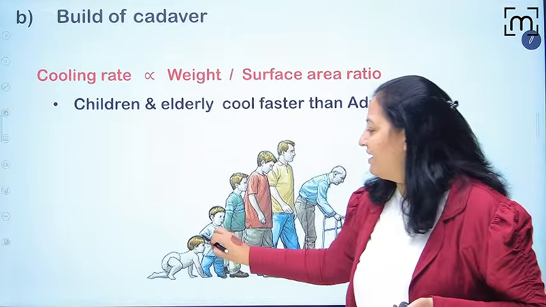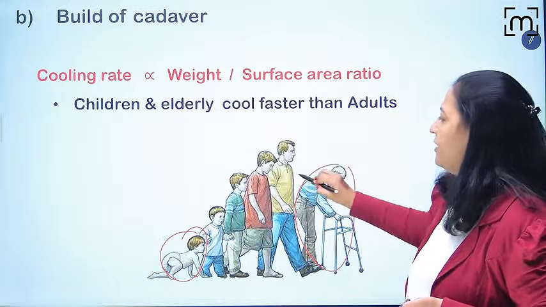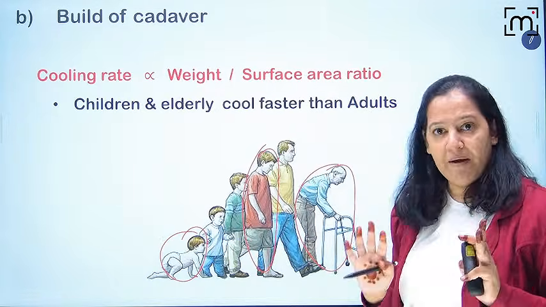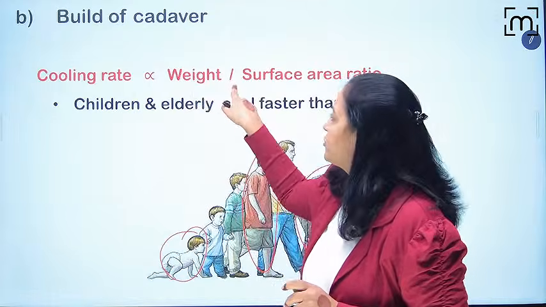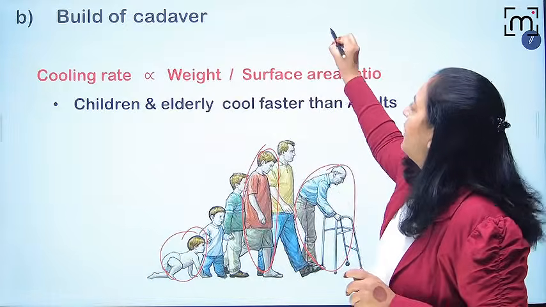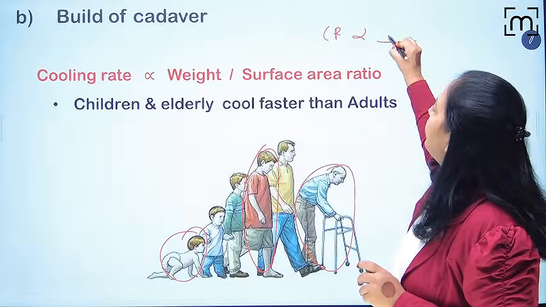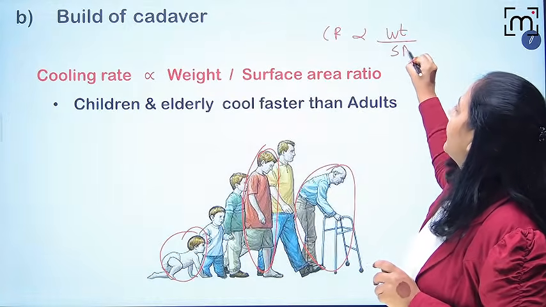Second, build of the cadaver. Cadaver is a child or an old or adult. Now, simple formula is that cooling rate is directly proportional to weight upon surface area. Cooling rate is directly proportional to weight upon surface area.